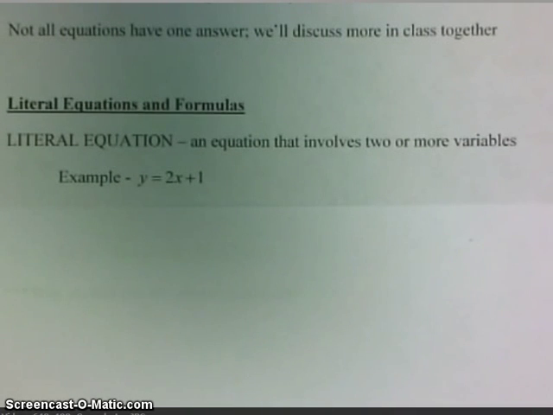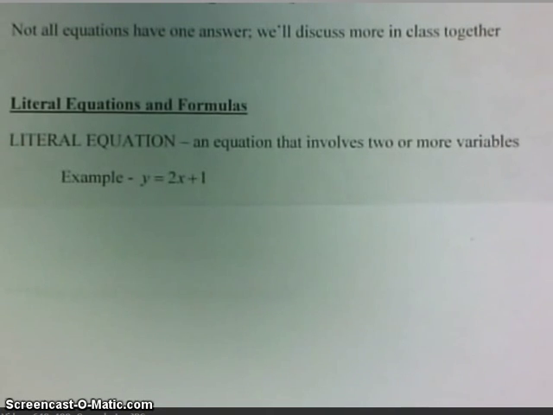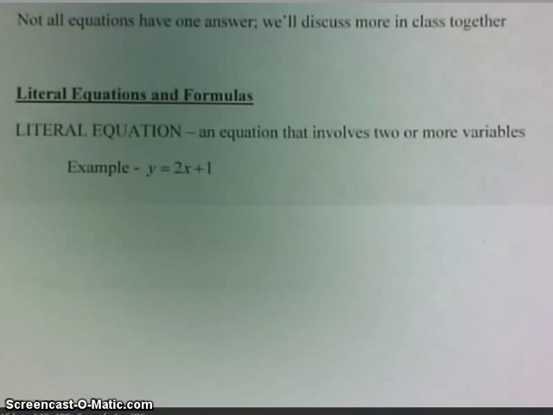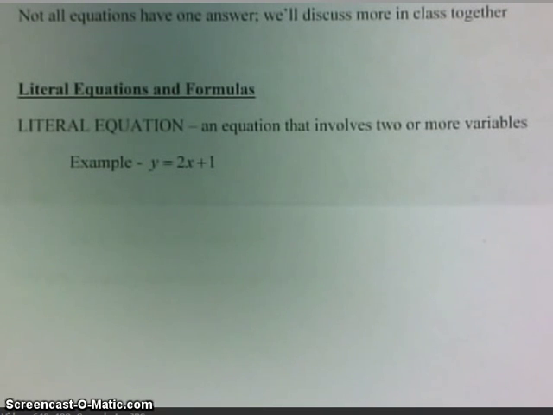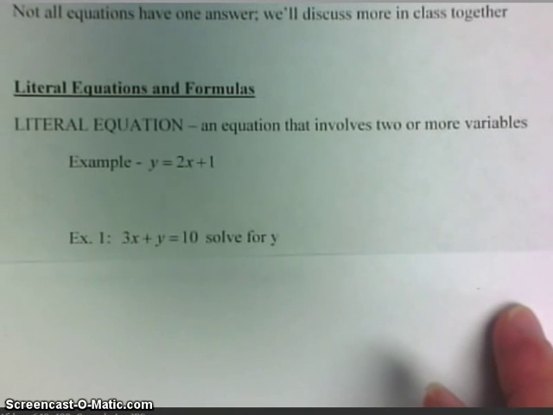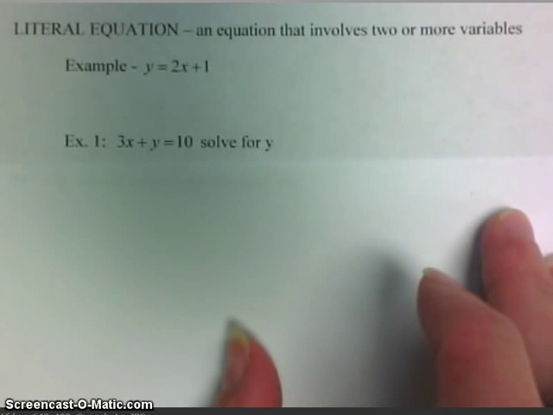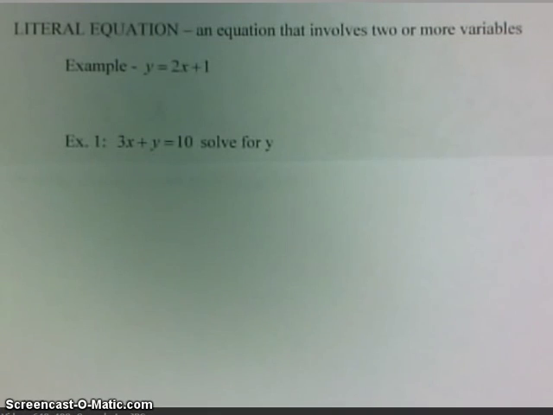There are 2 variables in that equation. Now, usually you call that slope-intercept form, if you all remember that. You may have talked about functions, but those are literal equations. So what we're going to look at is we're going to look at this literal equation. Here's your example 1, 3x plus y equals 10, and we're going to solve this for y. So they have specified which variable they want us to solve for. Now here's an important question to think.